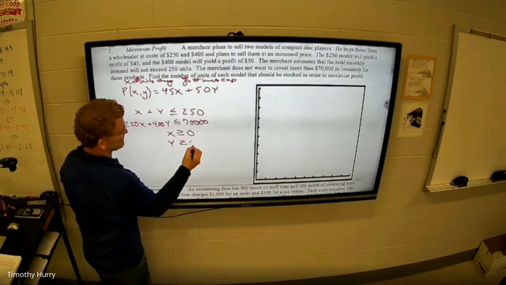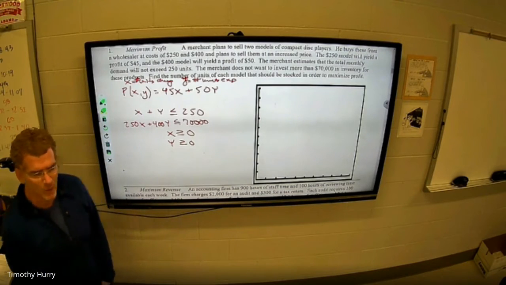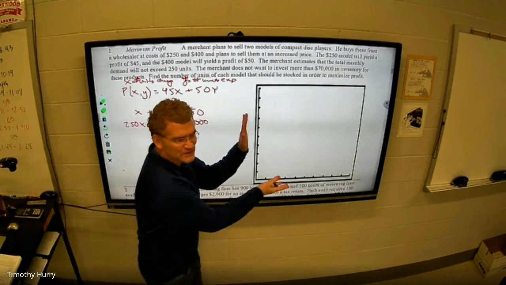y greater than or equal to 0. You really need to remember those. People forget them all the time. And you're like, well, why do I need them? Well, how do you think I got into this first quadrant?